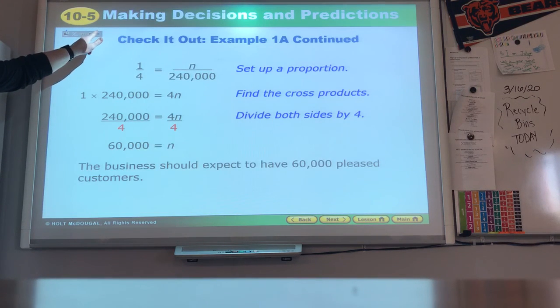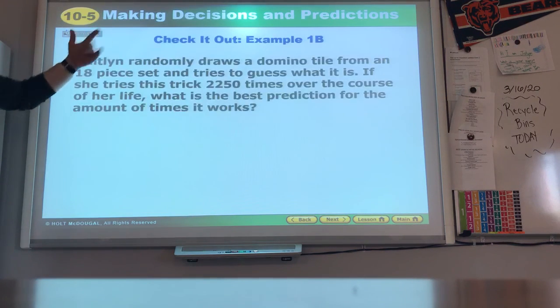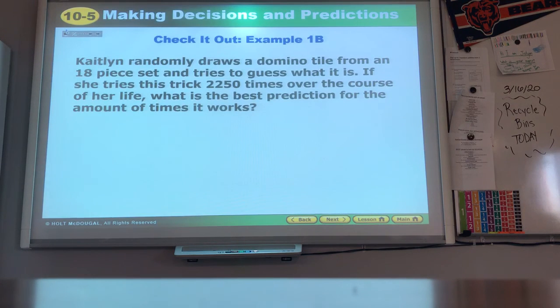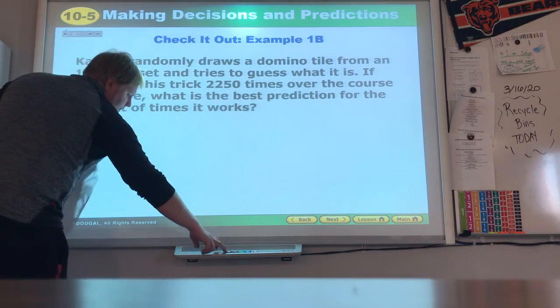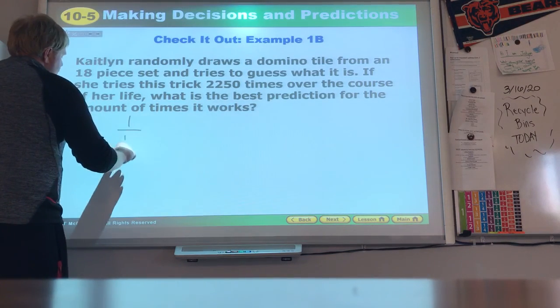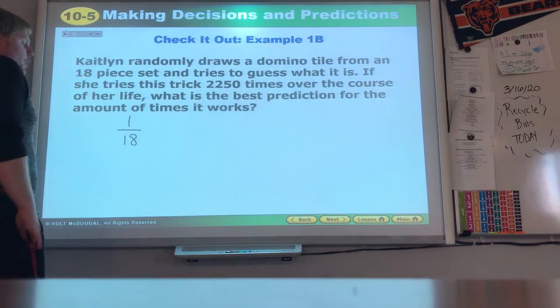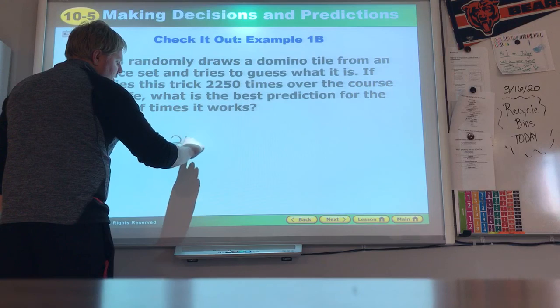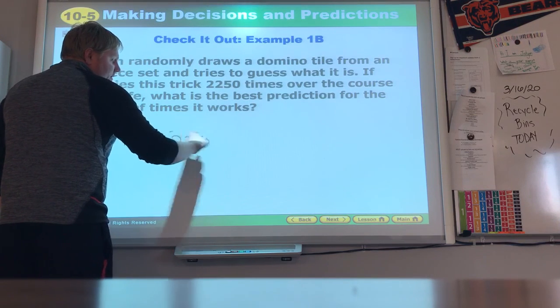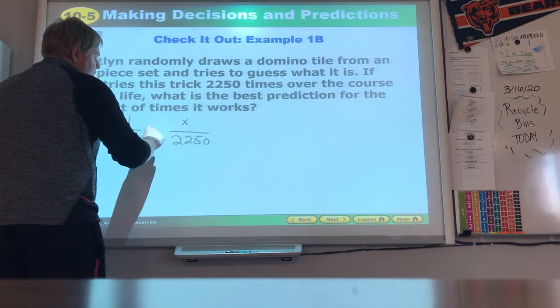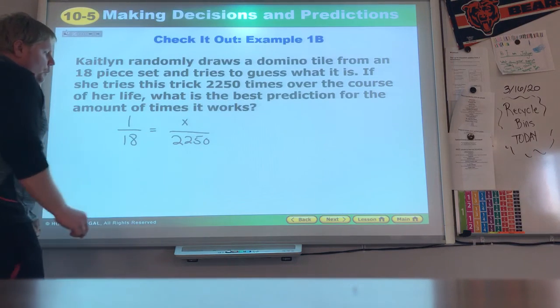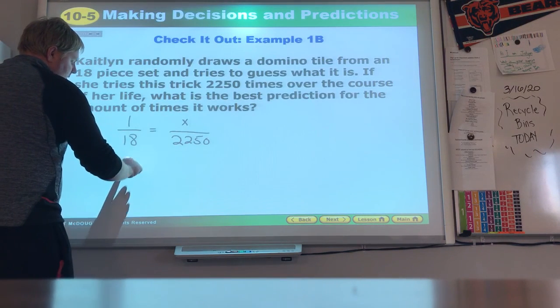All right. Caitlin randomly draws a domino tile from an 18-piece set and tries to guess what it is. So there's one thing that she draws, and there's 18 possibilities. All right, she tries this trick 22,500 total times in her life. We want to know how many times she got it correct. We can again do our cross products.